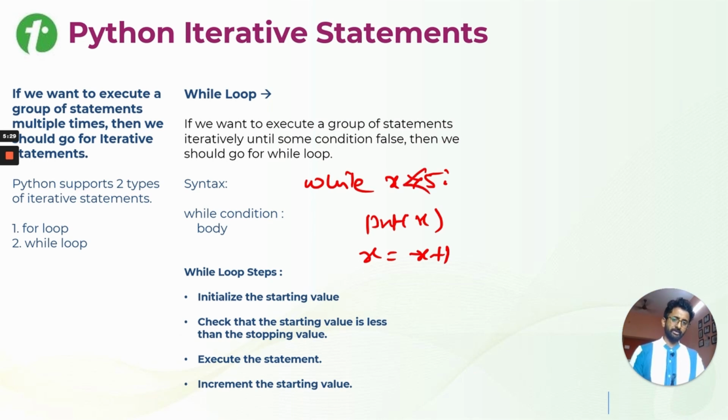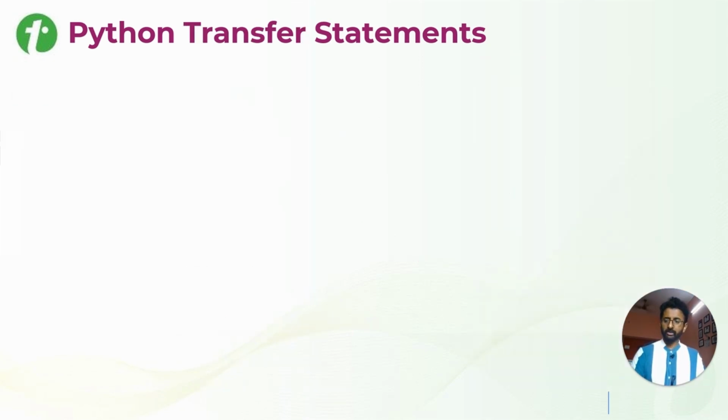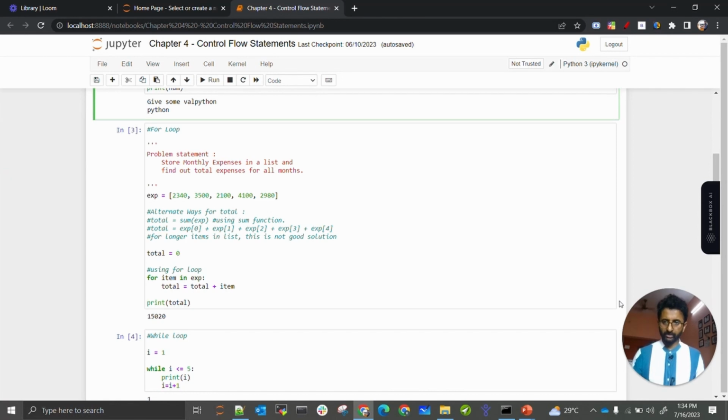Until x is less than 5, you are doing this operation. Once x is equal to or greater than 5, you come out of your loop. So, once the condition is true, the body will be executed. Once the condition is false, you come out of your execution. Right? So, we will see an example over here.